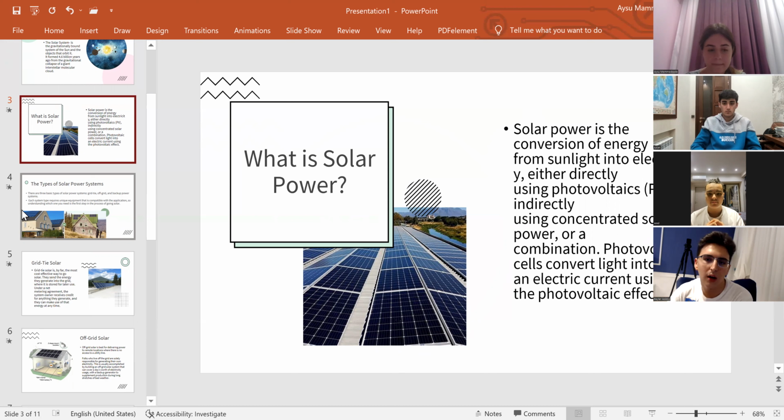And I want to show you our model, which we made out of cardboard. As you can see, all the solar panels are connected to it, and it looks very nice together.